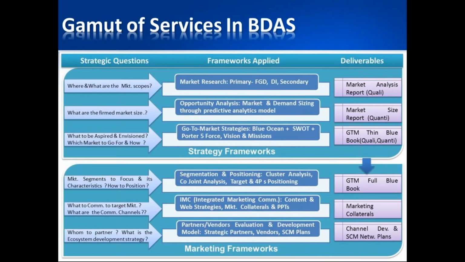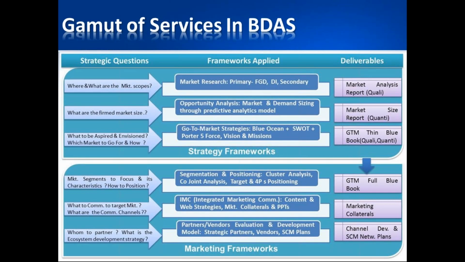It's further developed in the next slide. Again, I'm saying these are the standard steps you should follow, whether we are associated with you or not. This is our advisory that these standard steps should be followed. If you have to address what the market scope is, you have to do market research.